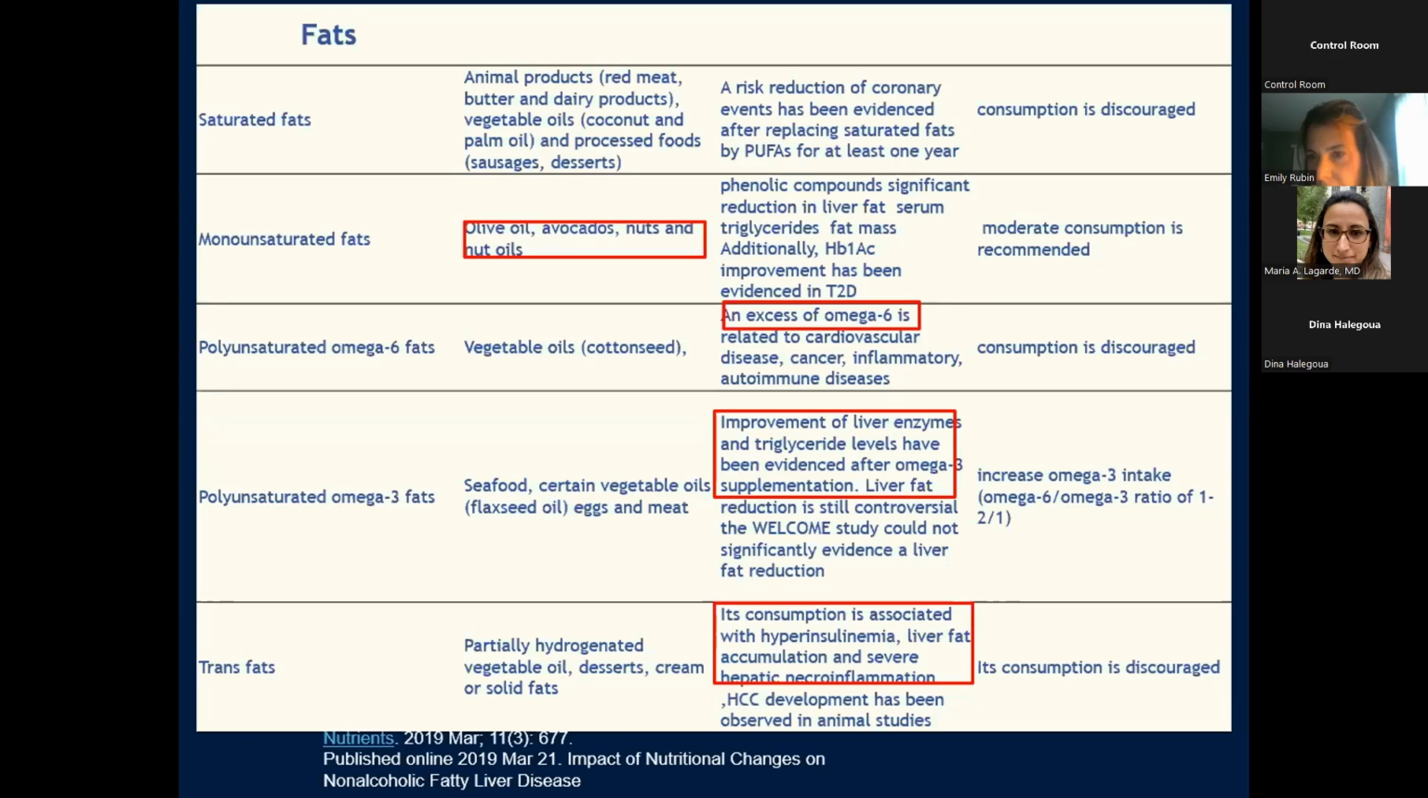So the healthier fats are the monounsaturated fats. So that's olive oil, avocado, nuts. And again, we want to consume them moderately because even though they're healthy fats, they're still high in calories. And then some of the polyunsaturated fats, which are found in the vegetable oils and the cottonseed oil. So a few of them we want to avoid. And then the polyunsaturated omega-3 fats, which are actually the healthy fats, that's found in a lot of salmon. It's also found in flaxseed, some eggs, and some lean red meat.